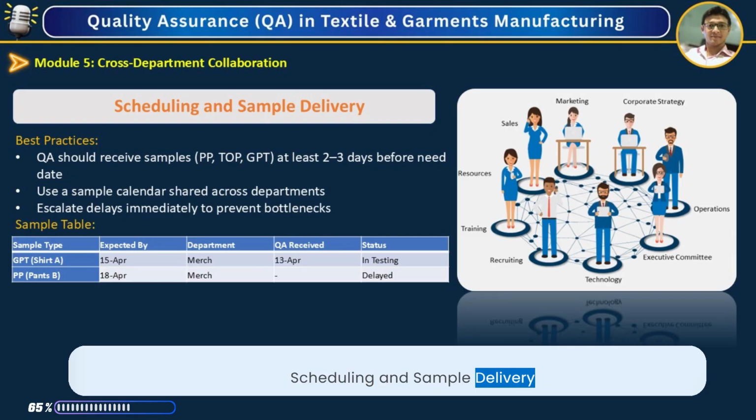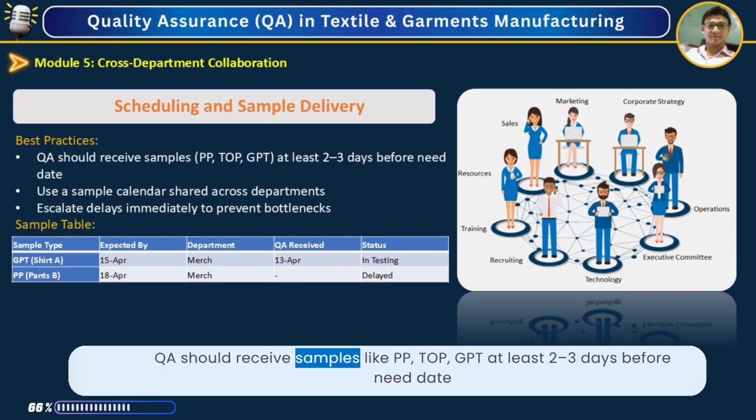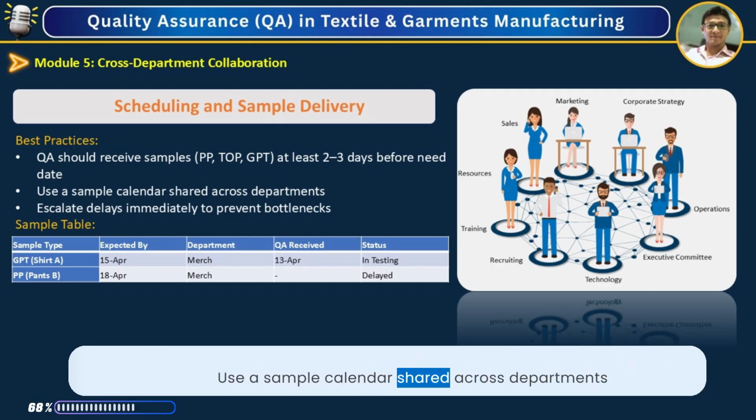Scheduling and sample delivery. Best practices: QA should receive samples like PP, TOP, and GPT at least 2-3 days before the need date. Use a sample calendar shared across departments. Escalate delays immediately to prevent bottlenecks.